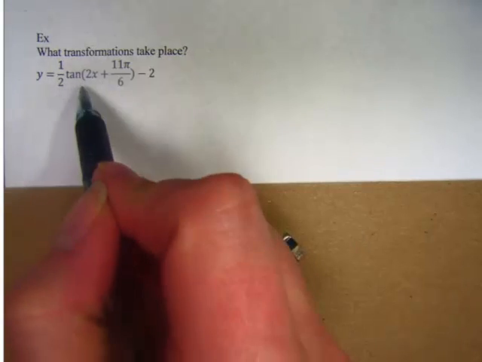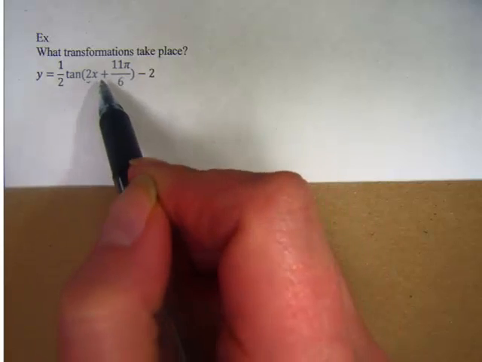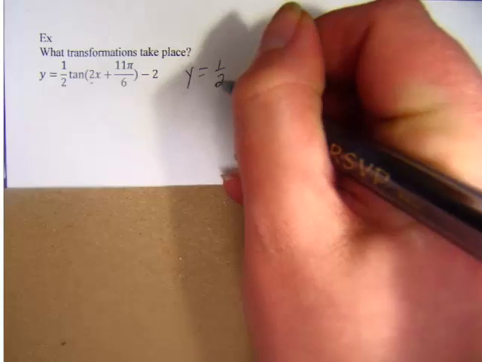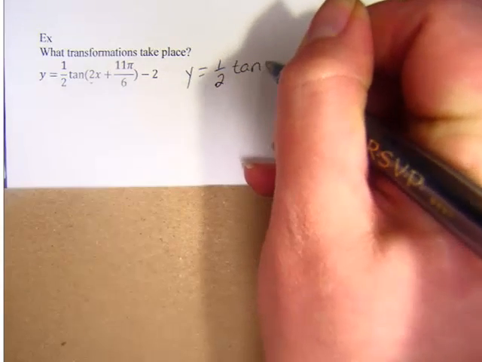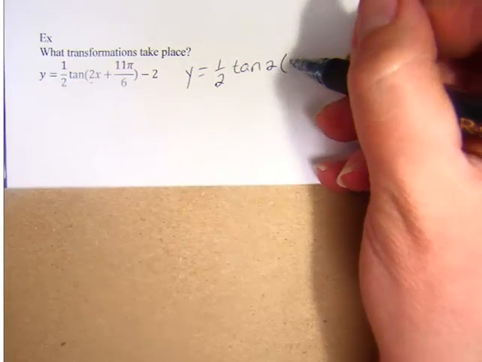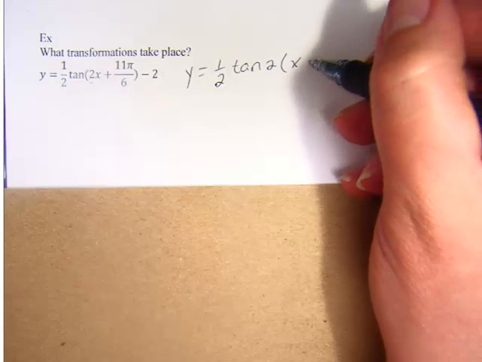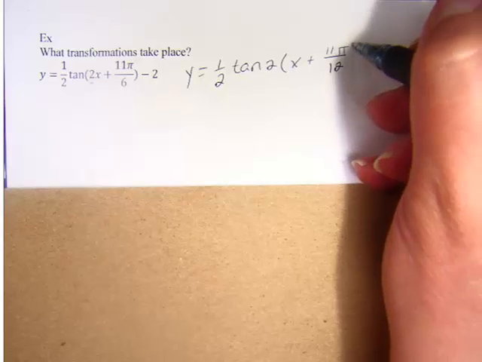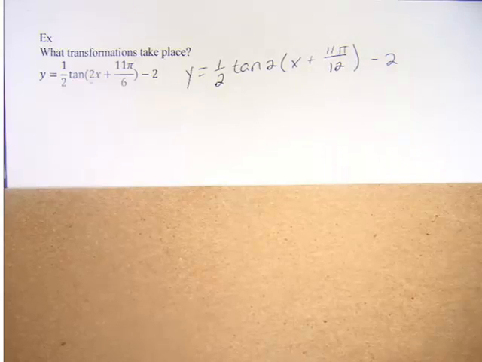So if I were to factor out this value, because it needs to just have an x inside here, this would be written as y equals 1/2 tangent of 2. So I factored out that 2, and then it's x plus 11 pi over 12 minus 2, or plus a -2. So what types of transformations are taking place?